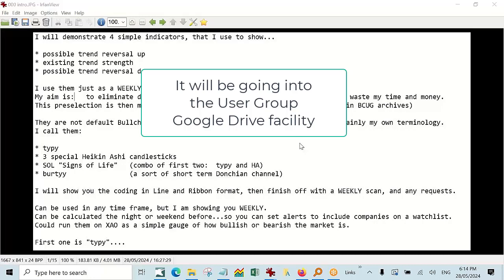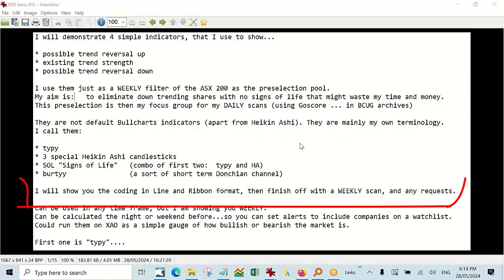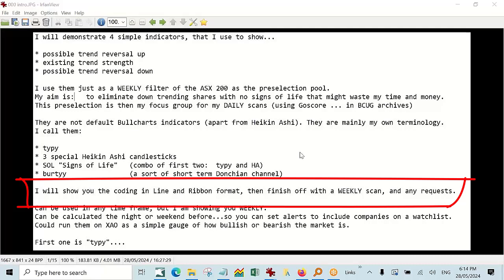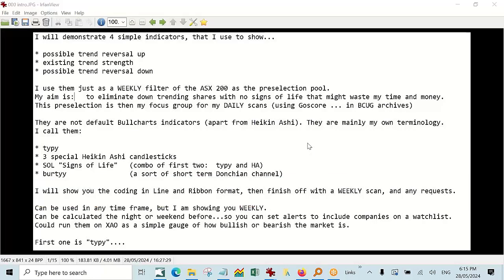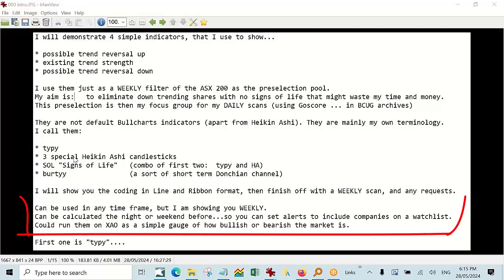Then I'll finish off with a scan, and I'm not sure whether I'll get the end of day data or the snapshot. We'll see later on. The 4 indicators can be used in any time frame, but I'm showing you the weekly one. They can be calculated the night or the weekend before, so you can set alerts to include companies on a watch list, or you could just simply run them on the All Ordinaries as a simple gauge of how bullish or bearish the market is.